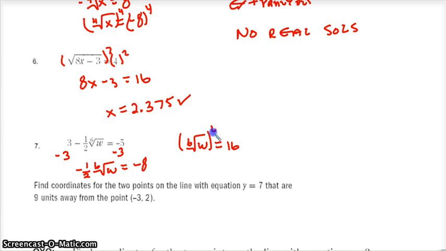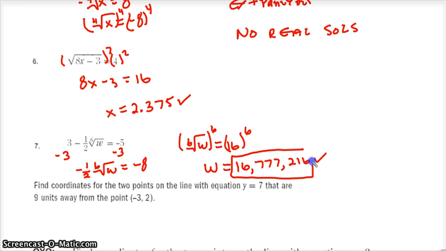Raise both sides to the sixth power. And w equals, this is a big one now, 16,777,216. If you plug this back in, you'll realize that it does check out. So your final answer is 16,777,216. All right, we'll save those last 2 problems for class.